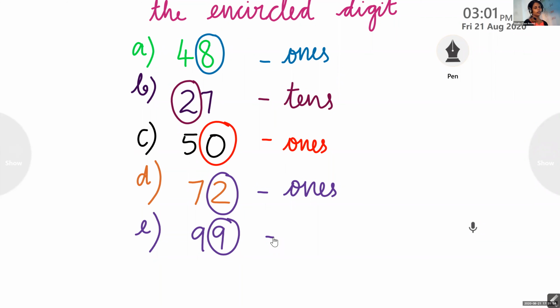Jeffrey, look at the screen. Tell me the place of 9 which is circled in the number 99. Ones. Very good. It is ones.